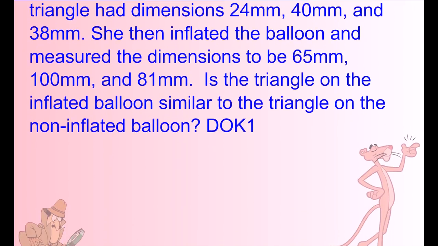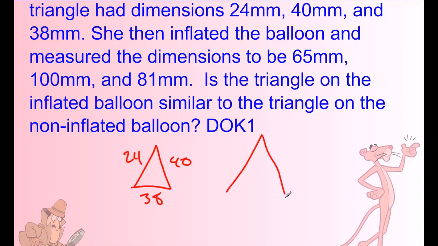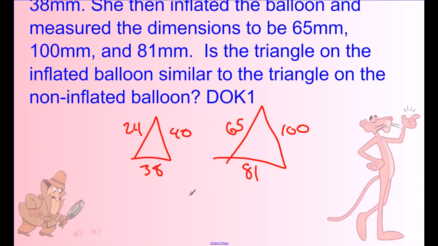Okay, so essentially we've got 2 triangles. We've got 24, 40, and 38, and another bigger triangle with 65, 100, and 81. So this is the one after the balloon has been inflated, and this is after the balloon has been, well, non-inflated or deflated. And we want to know if these 2 triangles are similar.